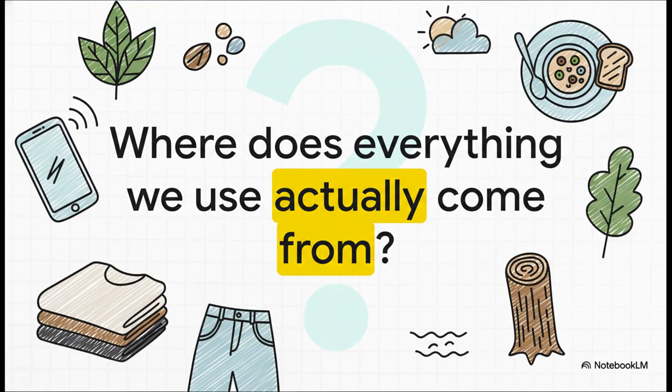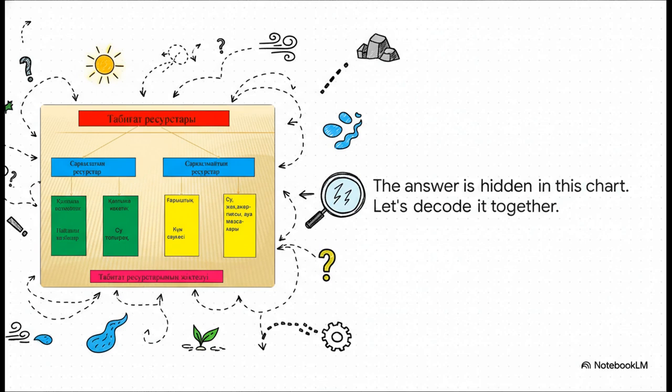But first, let's start with a really fundamental question. Just think about it for a second. The phone in your hand, the clothes on your back, the food you ate this morning. Where does all of that stuff actually originally come from? Well, believe it or not, the answer is all mapped out for us right here in this diagram.